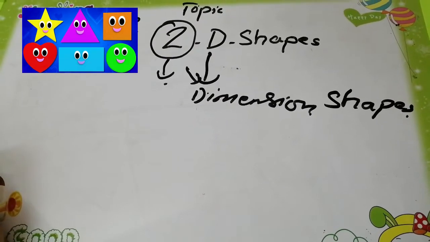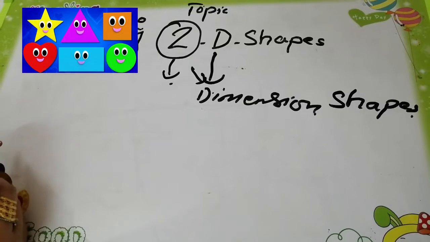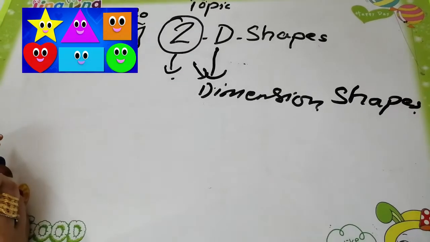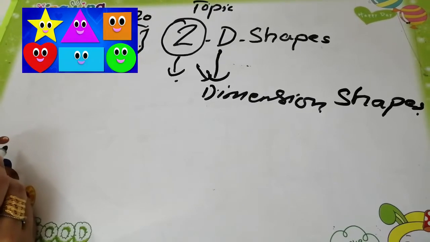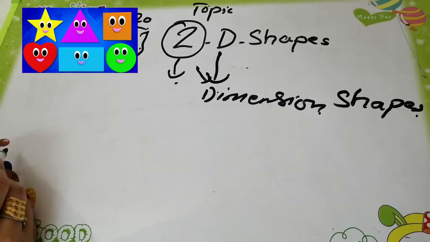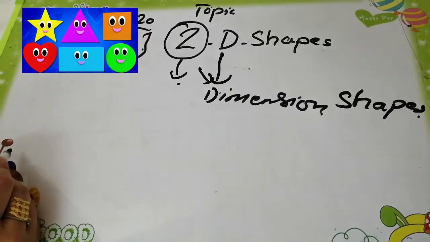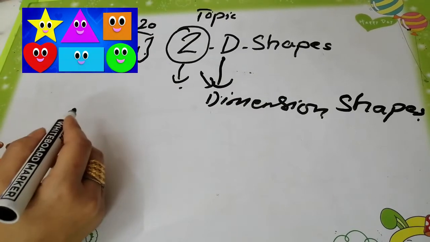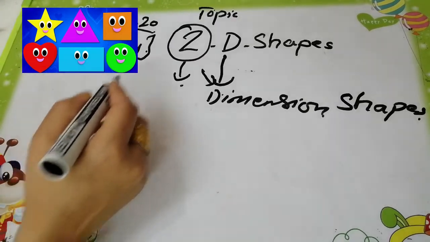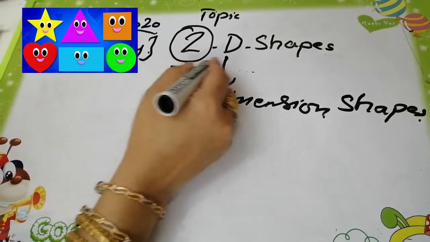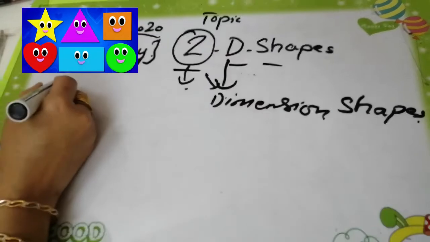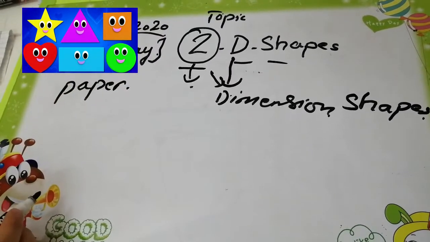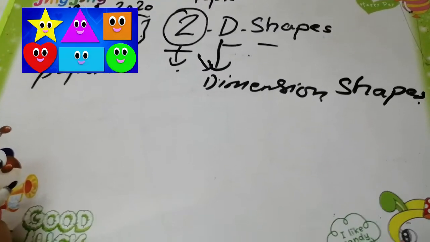Okay, in a very simple language, I will teach you about 2D shapes. In a very simple language, we can say that the shapes which we can draw on a paper are called 2D shapes. So anyone can tell me the name of a shape that we can draw on a paper?